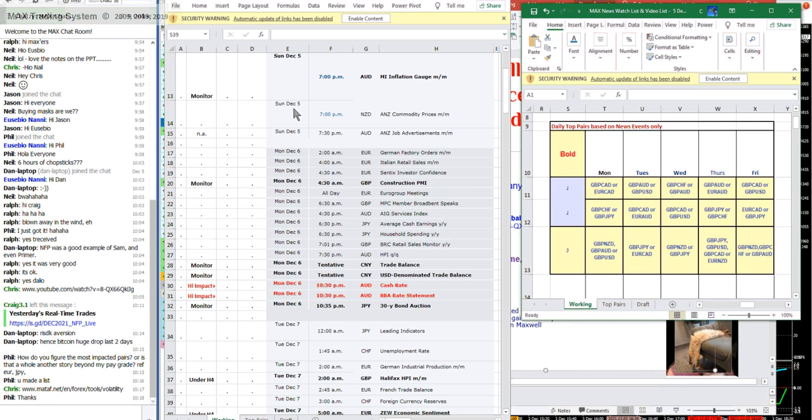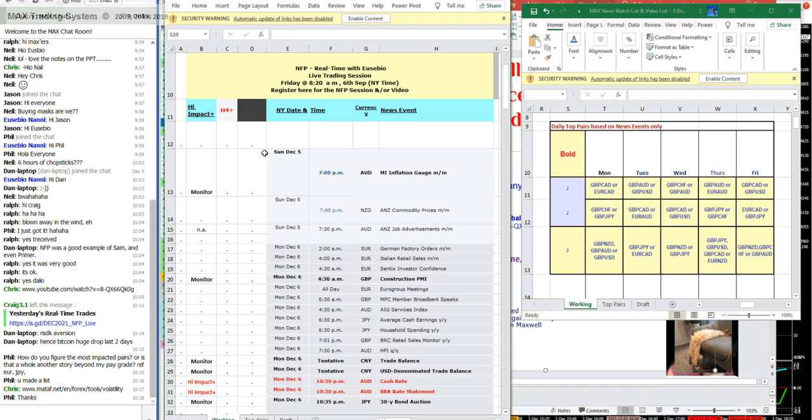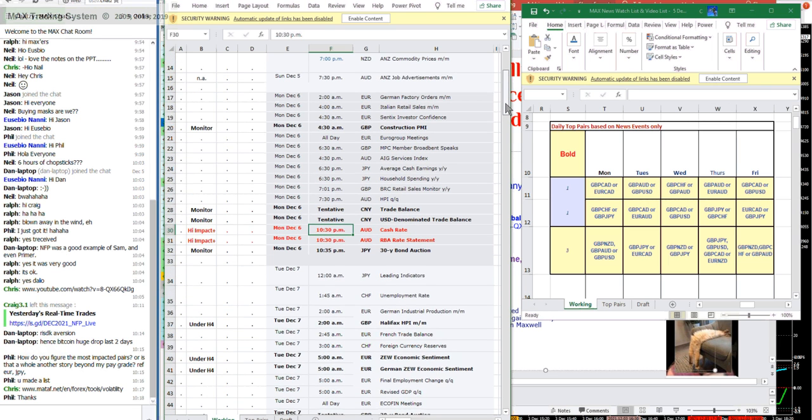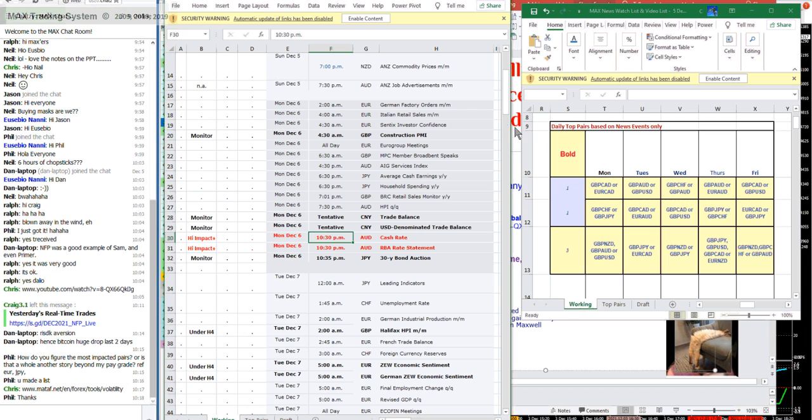So here we go. We've just picked the currencies that are between 5 in the evening to 5 p.m. the next day. So on Sunday we've got nothing. We ignore the monitors, and we've got a high impact at 10:30 p.m. So that's on the next day after 5 p.m. So there's nothing on Monday, Eusebio. Nothing. Okay. So the first chart will be either the pound yen or the pound Swiss. Okay.